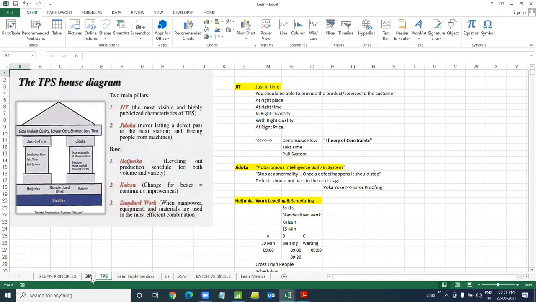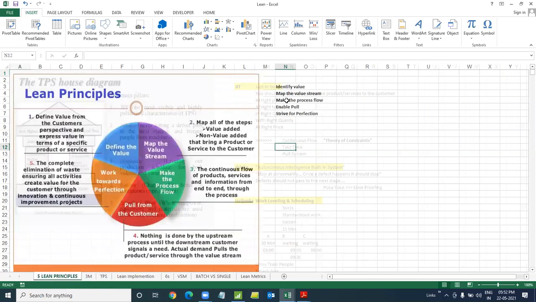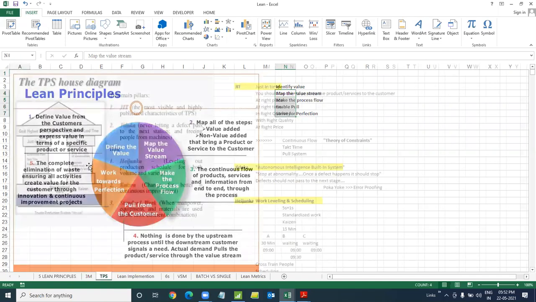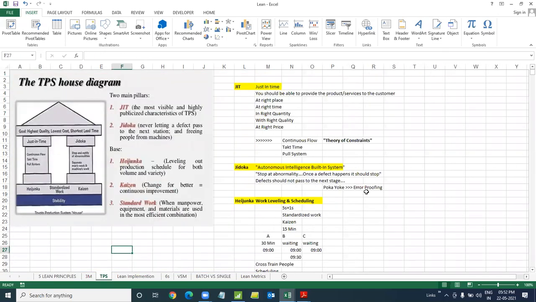We'll see how the other remaining four principles of lean are implemented and covered in the Toyota Production System. We'll go with that. And thanks, Shirley.